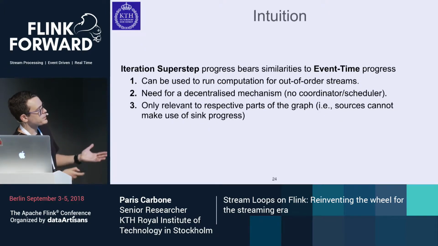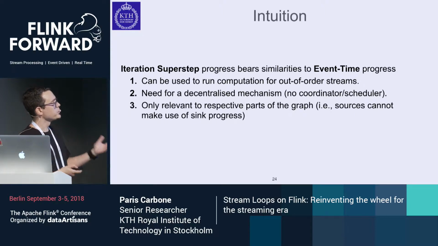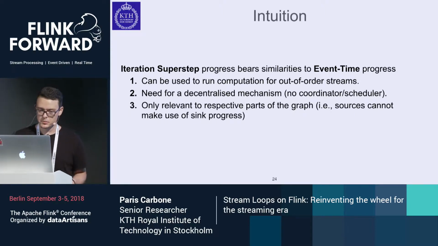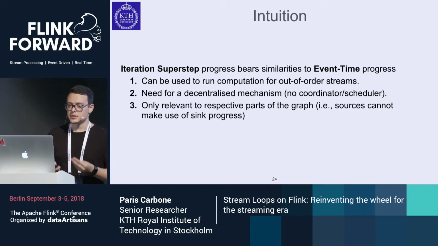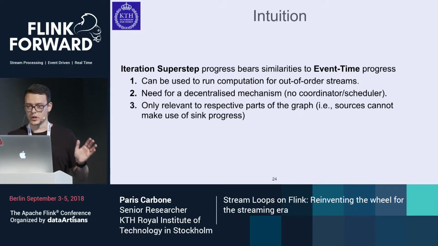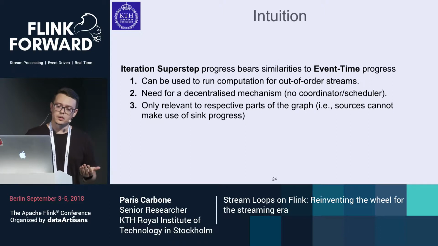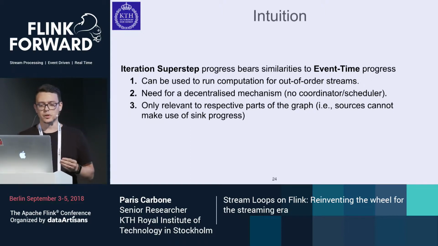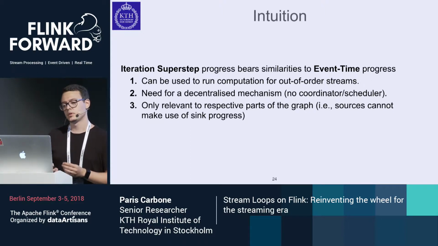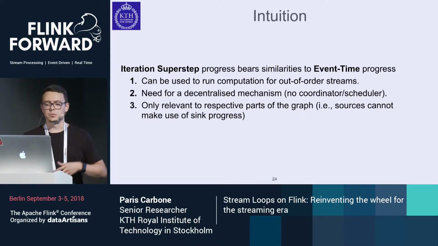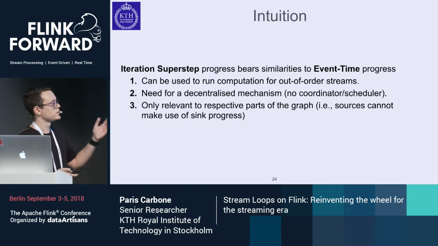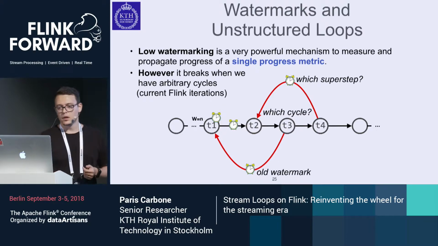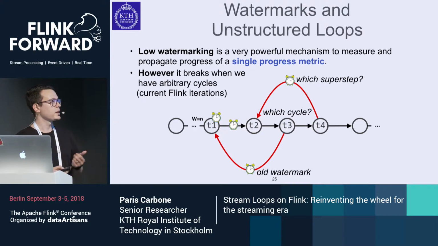Now, iteration supersteps and event time progress have many things in common, right? They can both be used to run computation in out-of-order streams. They both need a decentralized mechanism, no coordinator, and those metrics are both only relevant to the respective parts of the graph where they are needed. For example, sources do not need to know about the sync progress. Currently, of course, as I mentioned, it's not possible to combine cycles and watermarks.